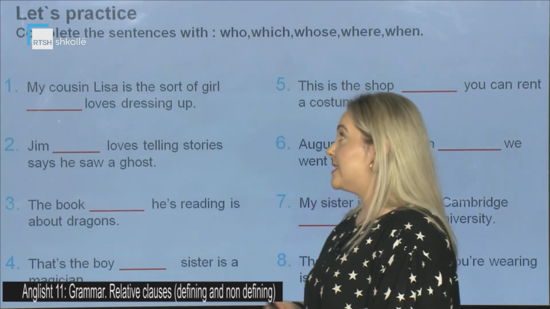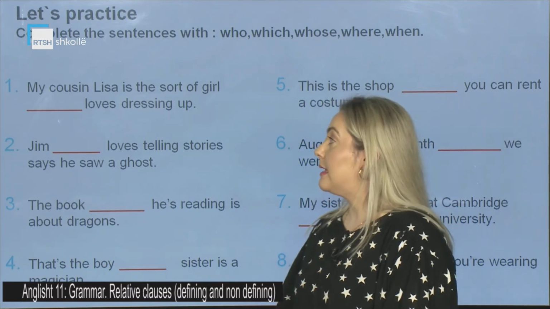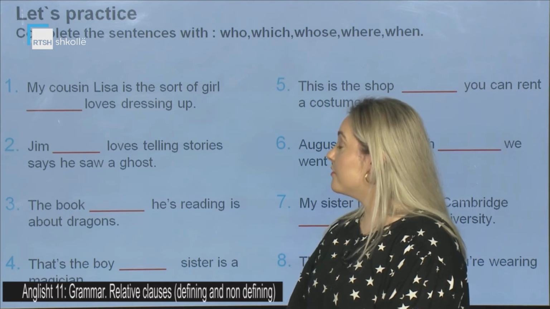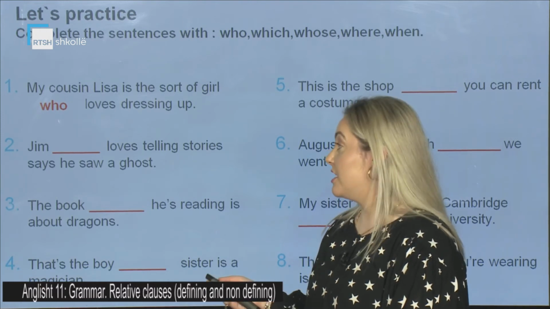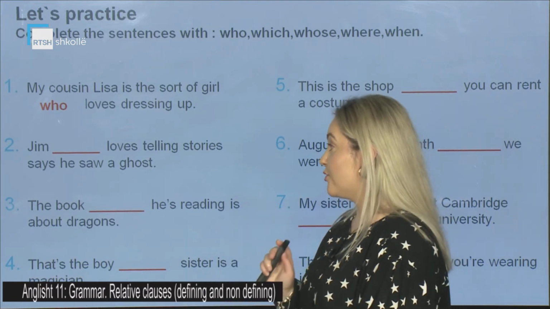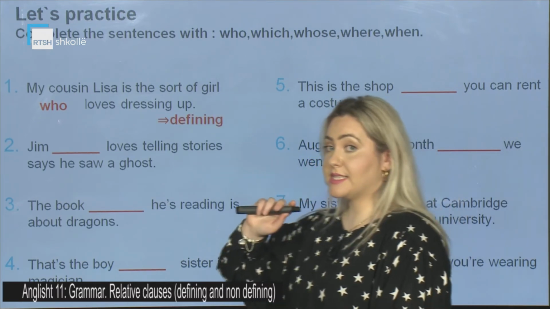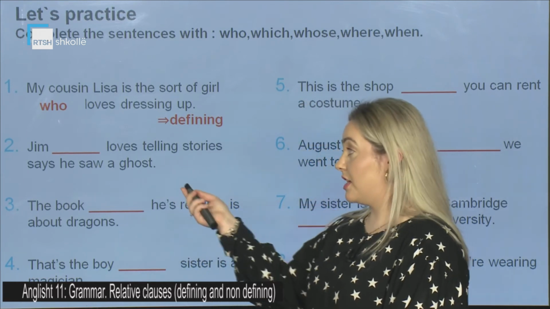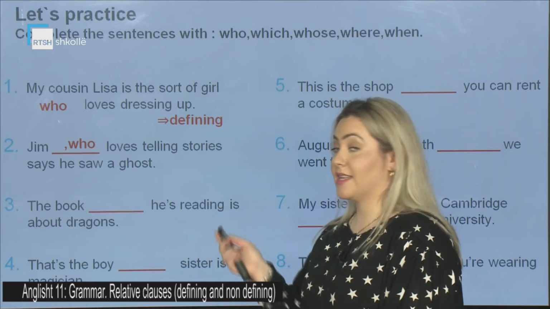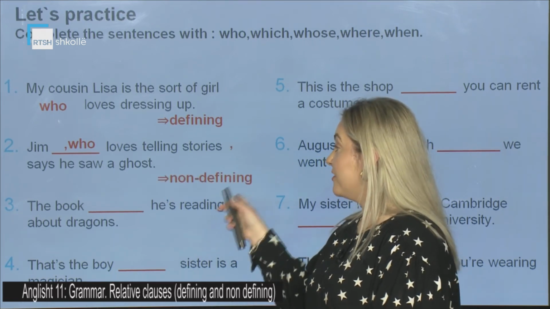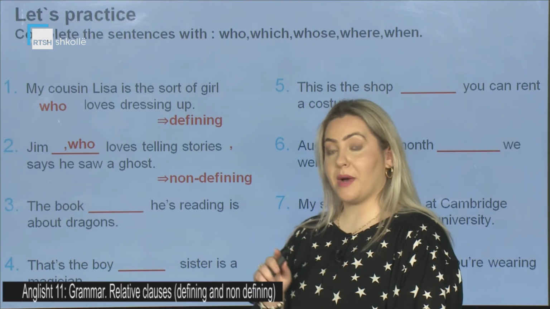Now we are going to practice. Complete the sentences with who, which, whose, where, and when. First one: my cousin Lisa is the sort of girl who loves dressing up. Number 2: Jim, who loves telling stories, says he saw a ghost. The first one, we can say that it was defining. The second one, Jim, who loves telling stories, says he saw a ghost. This is a non-defining one, of course. We separate it and we put it between commas.